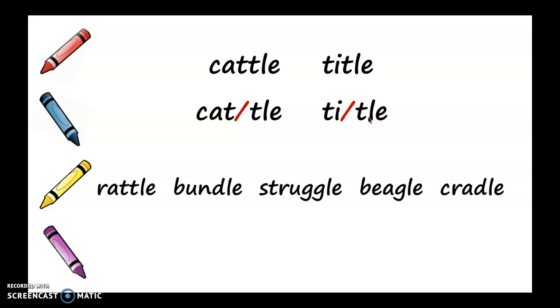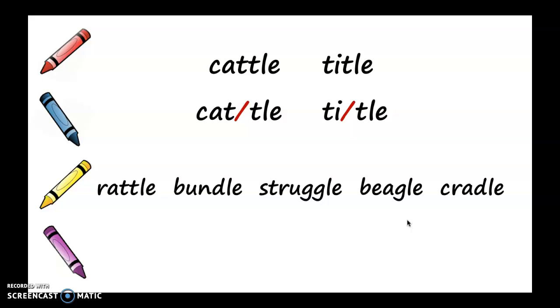Let's practice a little bit more. Listed below are 5 words that I would like you to segment into two syllables or break apart into two syllables with your learning guide. The words are rattle, bundle, struggle, beagle, and cradle. Go ahead and pause this video and see if you can discuss with your learning guide how to break apart these words into two syllables using the final syllable rule, LE.